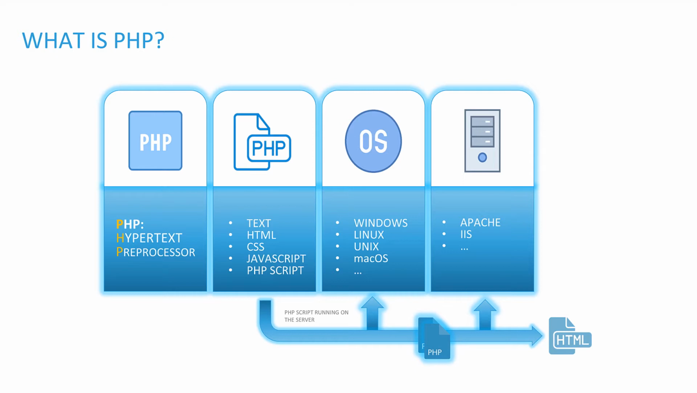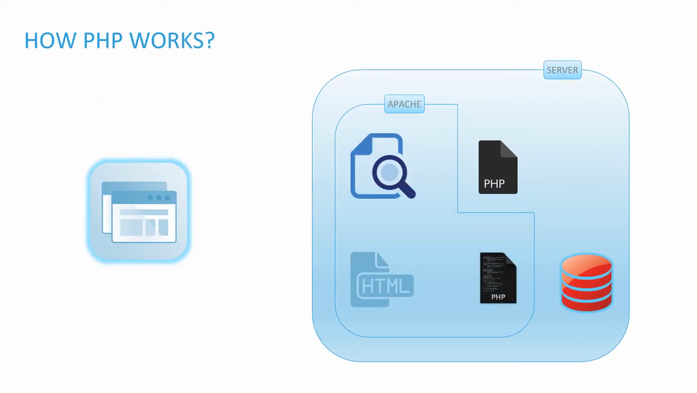These files can contain text, HTML, CSS, JavaScript, and PHP code, which are executed on the server such as Apache, IIS, etc. on various operating systems like Windows, Linux, Unix, Mac OS, and sent back to the browser as HTML. So now, how PHP works, or in other words, how the request-response cycle in PHP works.